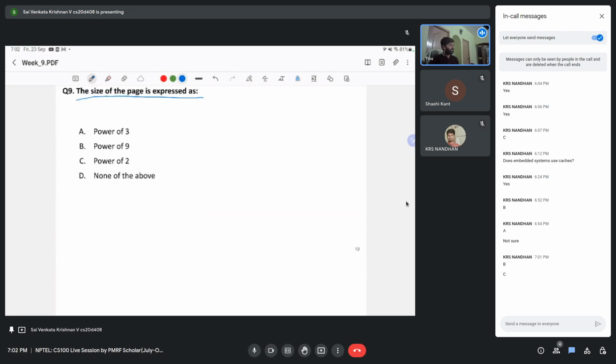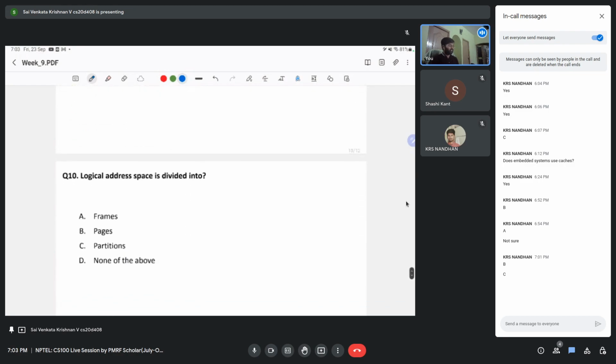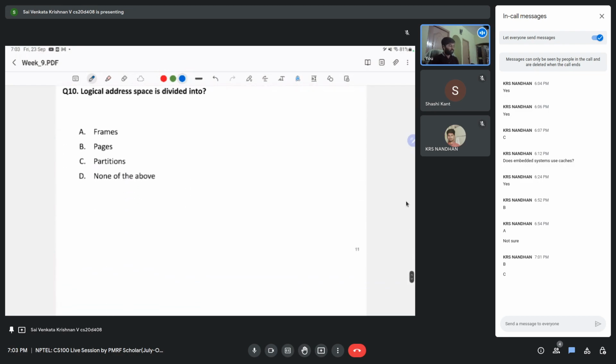So the size of a page, as Nandan mentioned, is always a power of 2. That's the obvious answer. So option C is the correct one. Okay. Right. So let's move to the last question. This one was also easy. Logical address space is divided into what? Partitions, frames, or pages, or none of the above.